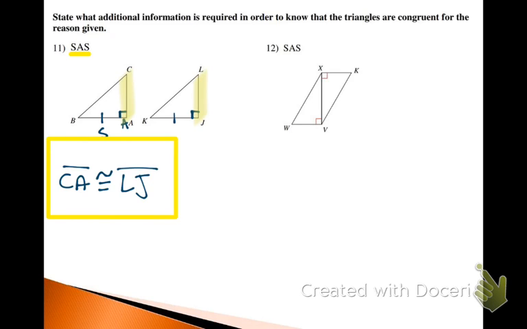All right, we got our last one. Do we have a side congruent to itself? Yeah, we got the side they share. Do we have an angle marked congruent? We have our two 90s. Those are congruent, so that's an angle. All right, so what sides would have to be congruent? WV and XK, I agree. So we will say WV needs to be congruent to XK.